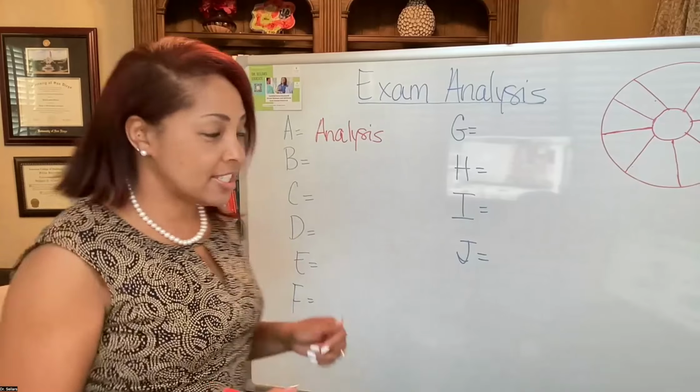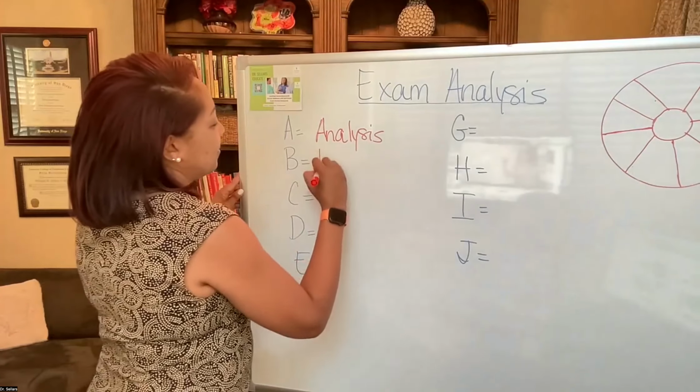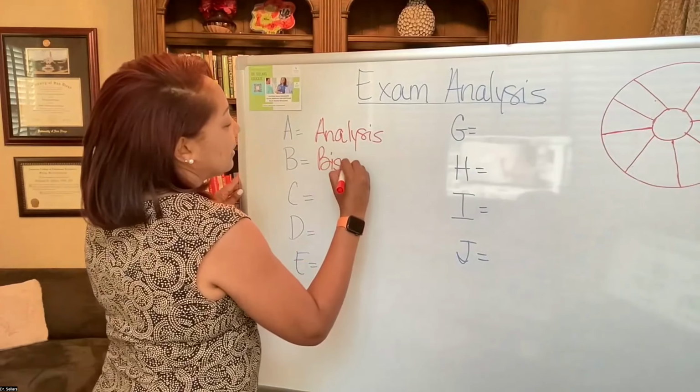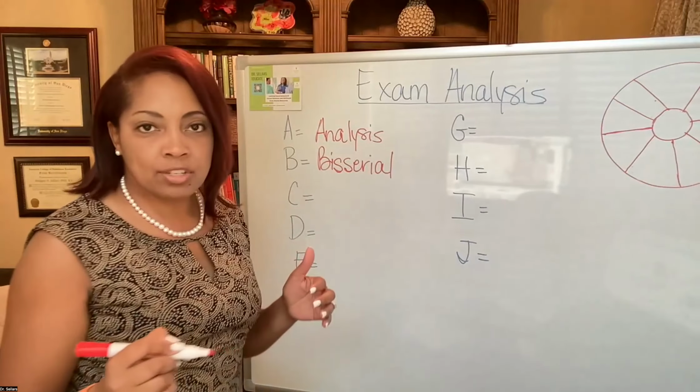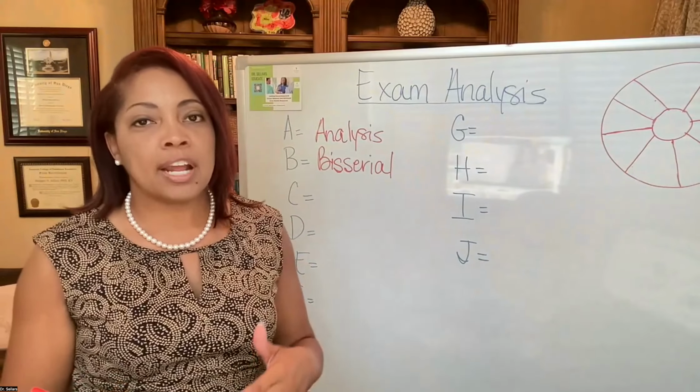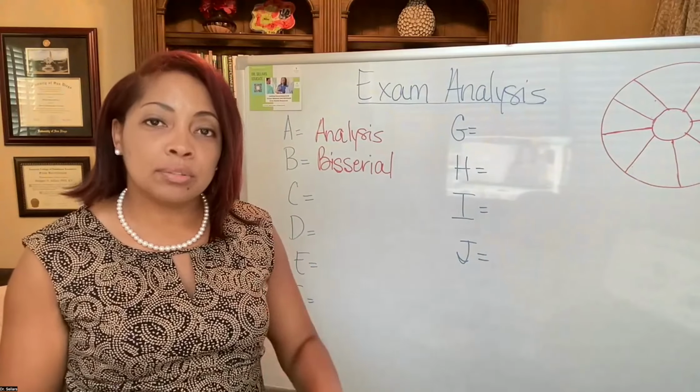B, if you guessed biserial correlation coefficient, you are correct. By looking at biserials, we are able to determine the discrimination, which is the difference between our high scoring students and our low scoring students.